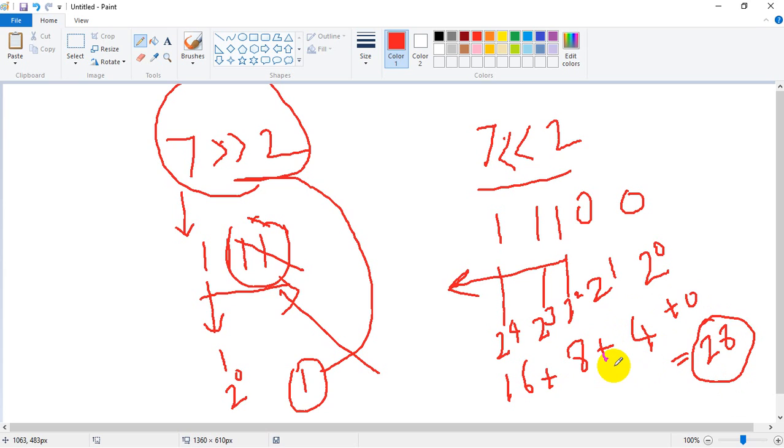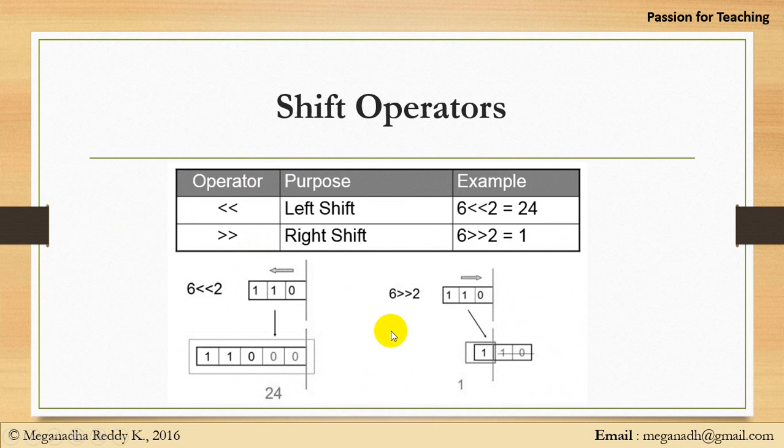Okay, so very simple. Right shift, remove those number of elements. Left shift, put zeros on the right side and convert that to decimal. That is what is called right shift and left shift operators. Now let's go to the next one.